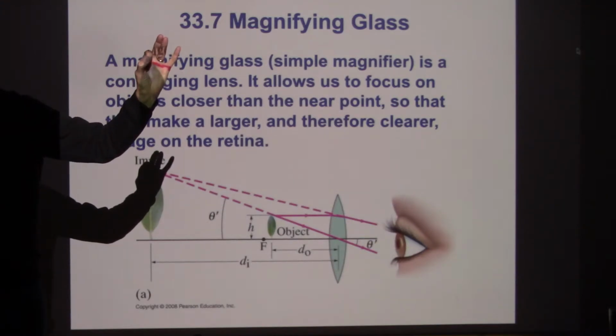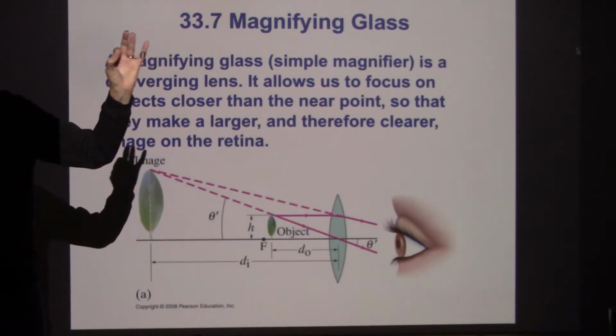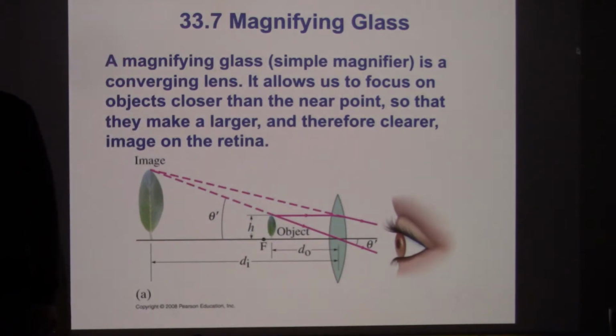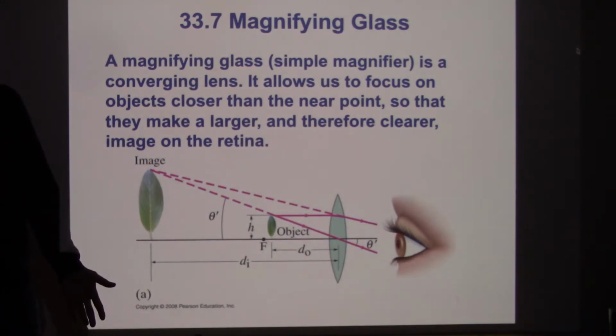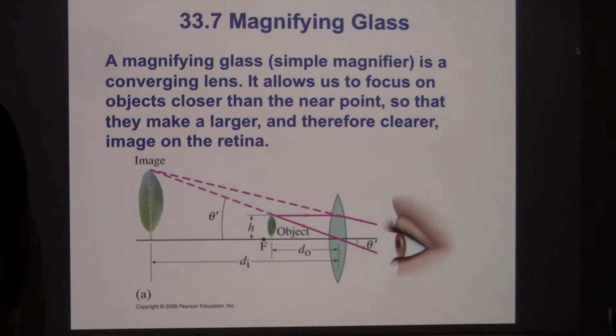When it gets to 25 centimeters, that's as close as it can come. That's as much detail as I can see. If I bring it closer, it goes out of focus. So if I have normal vision, what we've been claiming is normal vision, then I can only bring it that close and then it's out of focus. How am I going to get around that?